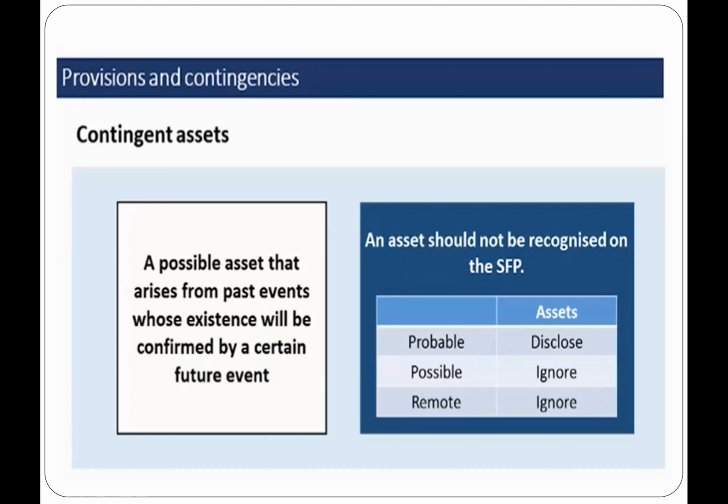So if the probability is more than 50%, even if it is 95%, we don't recognize an asset. We just disclose that there is a possibility that we will be paid this certain amount in the event that the court rules in our favor in the case we have against our supplier for the value of 10,000. So we are simply putting it in our notes. Then if it is less than 50% down to zero, we are simply going to ignore it. That's as far as a contingent asset is concerned.